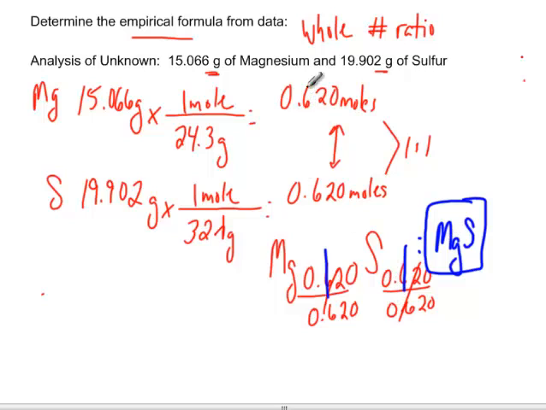So if you ever get different numbers, write them down here, divide through by the smallest, and get your whole numbers. If it doesn't come out to a whole number, then you have to tweak it a little bit, and I'll show you how in a future video.